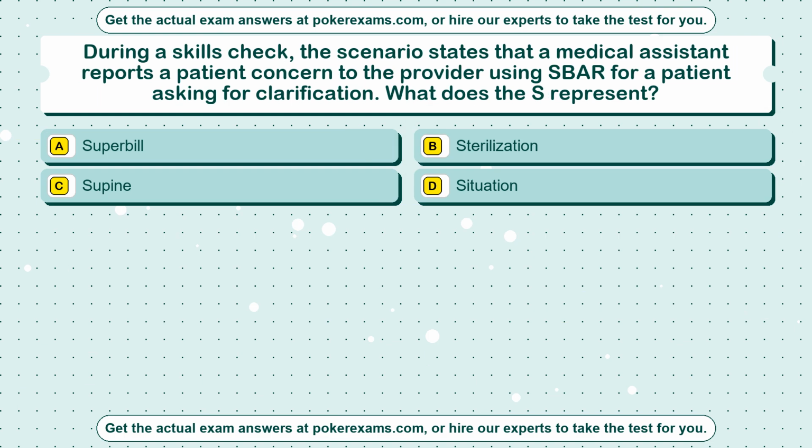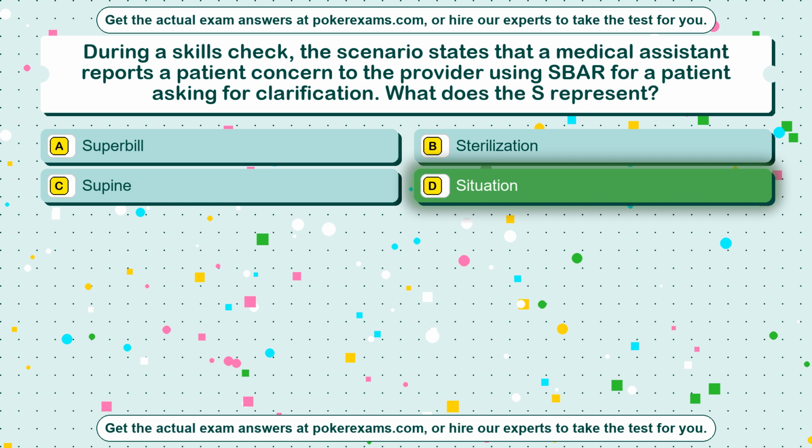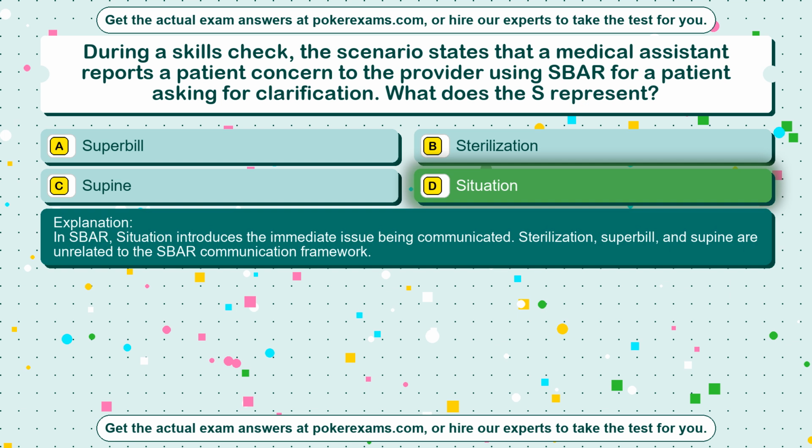Question 62. During a skills check, the scenario states that a medical assistant reports a patient concern to the provider using SPAR for a patient asking for clarification. What does the S represent? Option A, superbill. Option B, sterilization. Option C, supine. Option D, situation. The correct answer is option D, situation. In SPAR, situation introduces the immediate issue being communicated. Sterilization, superbill, and supine are unrelated to the SPAR communication framework.